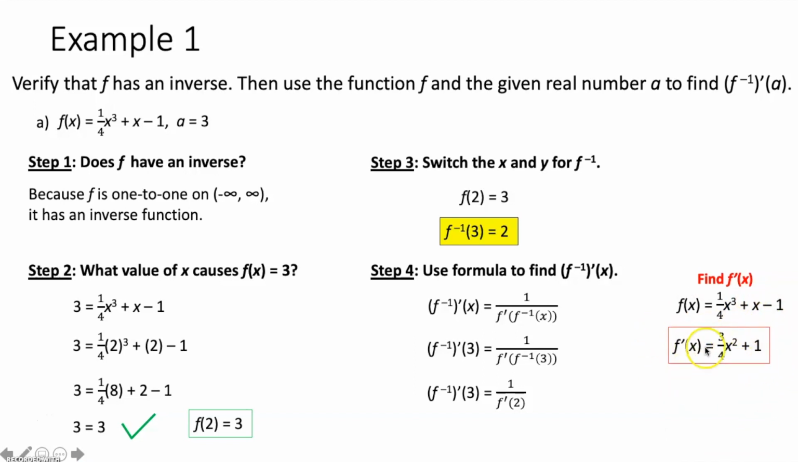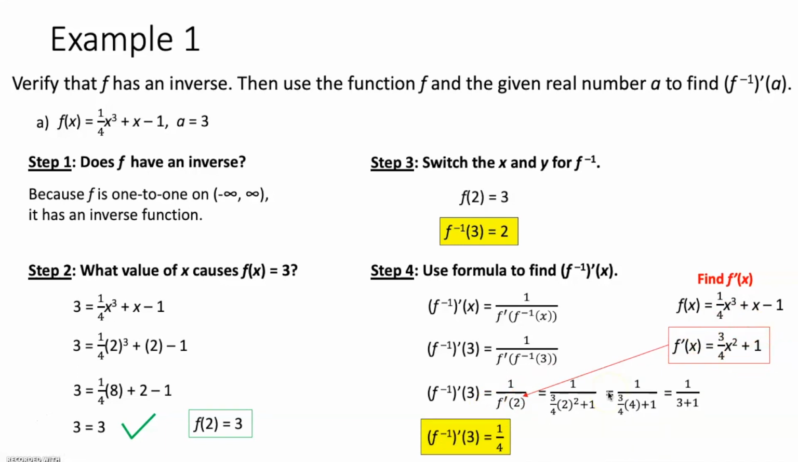I then evaluate my derivative at x is equal to 2. That's what this wants me to do. And I leave that in my denominator. It's going to be 1 over 4. That is what f inverse prime of 3 is equal to. That's how this works. Follow each of the 4 steps and you'll be fine.